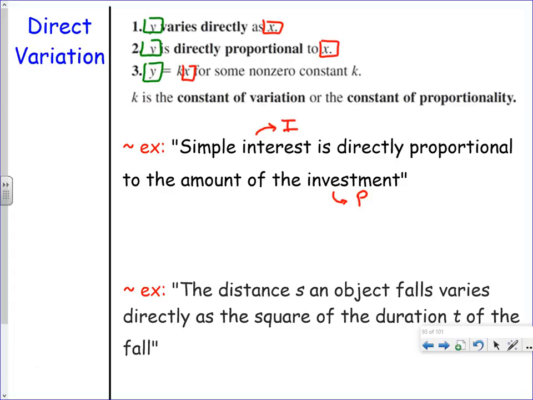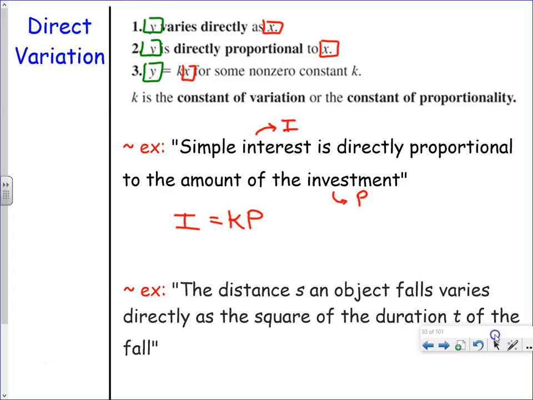Who's on the left? I is directly proportional, K times P. That's it. That's how to make a model, right? Directly proportional. Now, it could get a little bit harder.